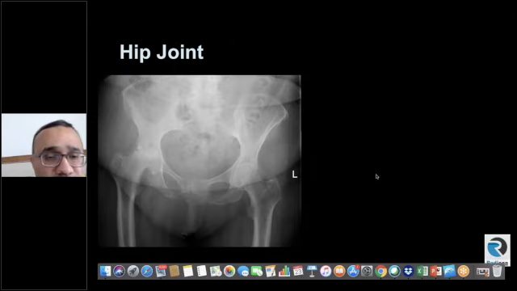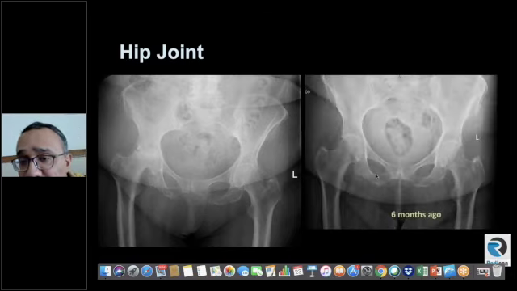Right, moving on. So the hip joints, on this plain radiograph of an adult patient, you can see that there is marked sclerosis and fragmentation of the right femoral head with complete obliteration of the superior and medial hip joint space on the right. So this is a typical appearance of advanced avascular necrosis.